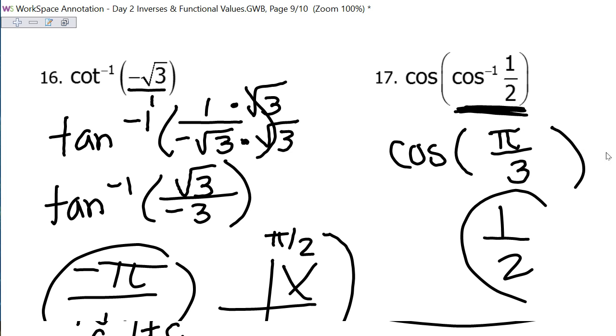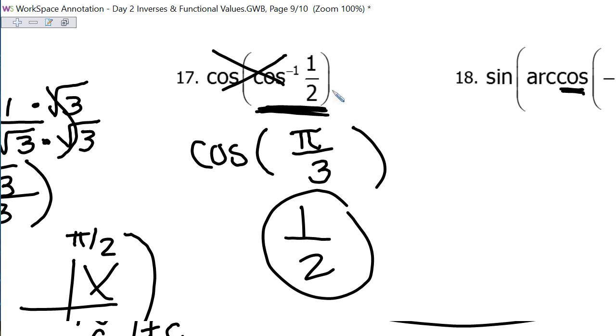Number 18. Or actually, there's a shortcut. What happens with cosine and inverse cosine? They cancel. So what's the answer? 1/2. Will they cancel here? No, this is signed, this one is not signed, so this one we do have to work it out. So drop down the sign, work with the innermost parentheses.